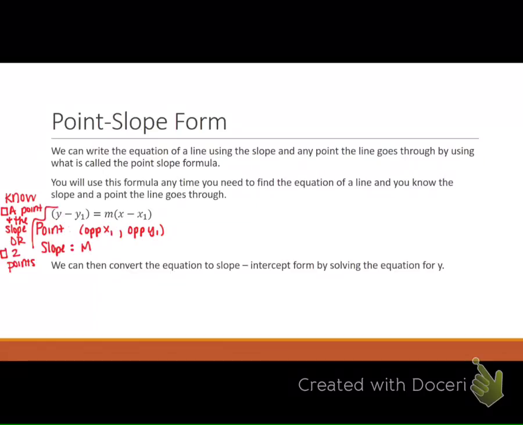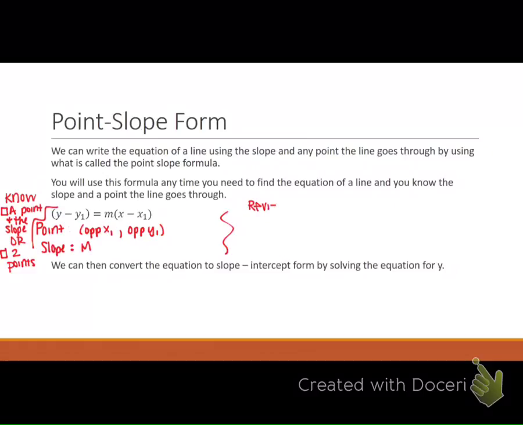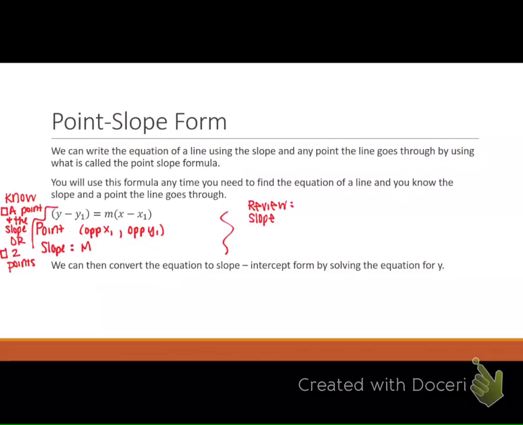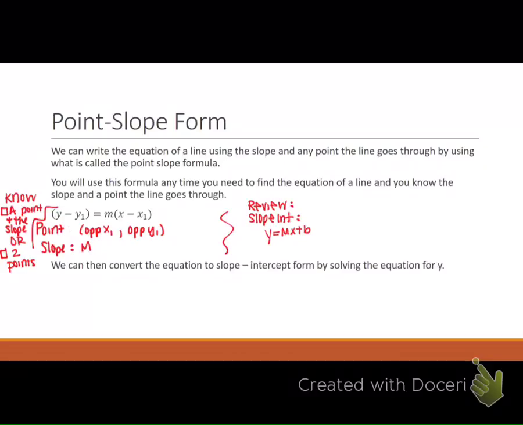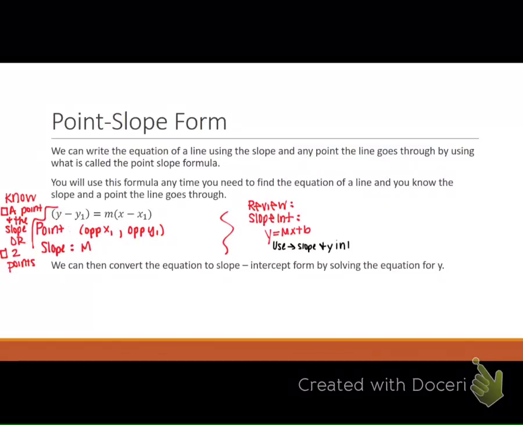Who can tell me when we can use slope-intercept form, just to review? What is slope-intercept form, first? Josh? Y equals mx plus b. So when can we plug directly into y equals mx plus b? Lexi? When it gives you the slope and y-intercept. So you use this when you know the slope and y-intercept. With point slope, it can be any point along the line and a slope. Or it can be 2 points.